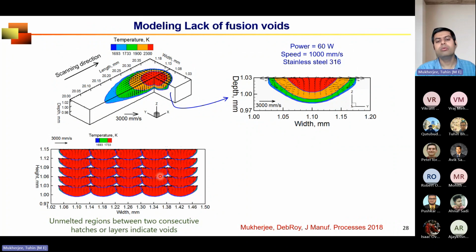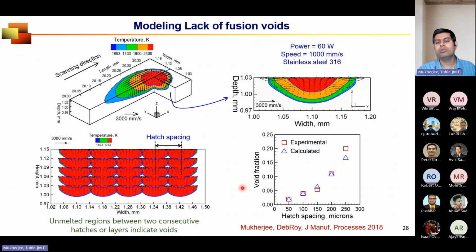One very easy approach would be to bring two consecutive molten pools closer to each other, and that distance is called hatch spacing. That means if you reduce the hatch spacing, you should reduce the lack of fusion void. Lower hatch spacing, low void, consistent with both experiment and calculation. Very easy.